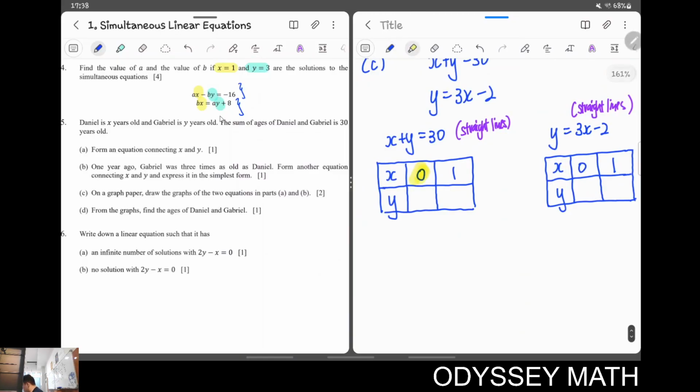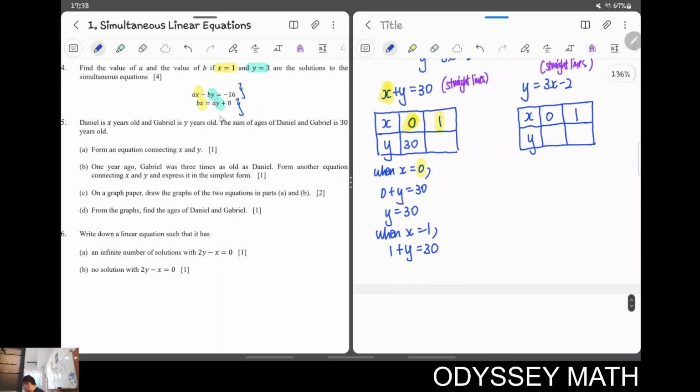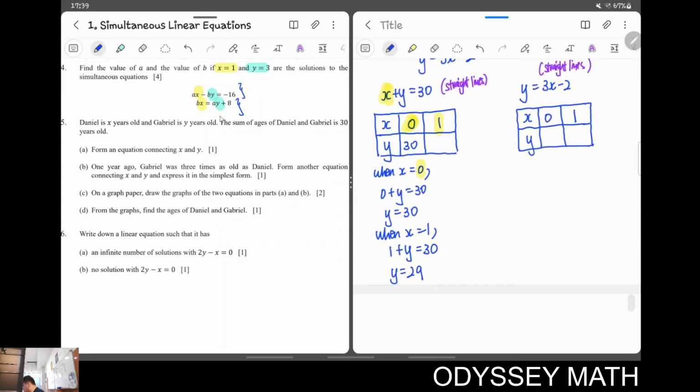So let me highlight for you. How do you do this? You sub 0 in here. So when x equals 0, it is 0 plus y equals 30. So y equals 30. Okay? And then next, when x equals 1, we have 1 plus y equals 30. So y equals 29. Can?